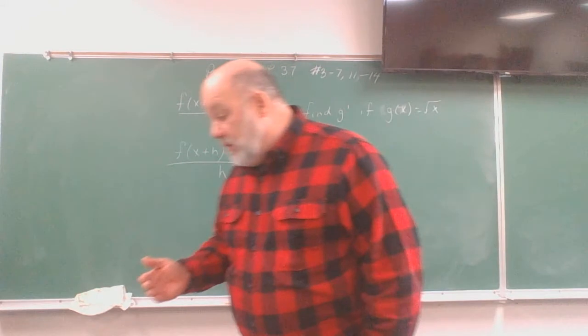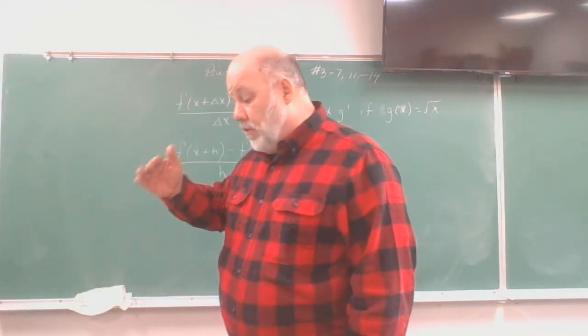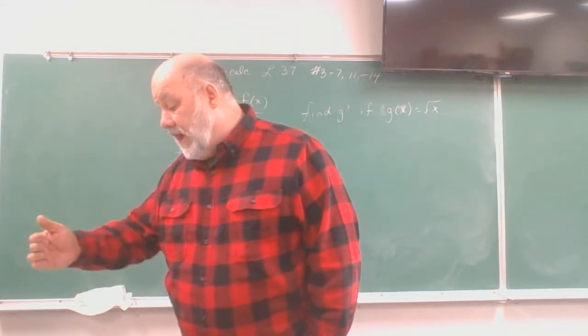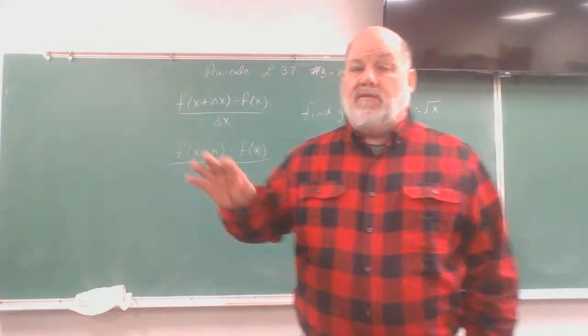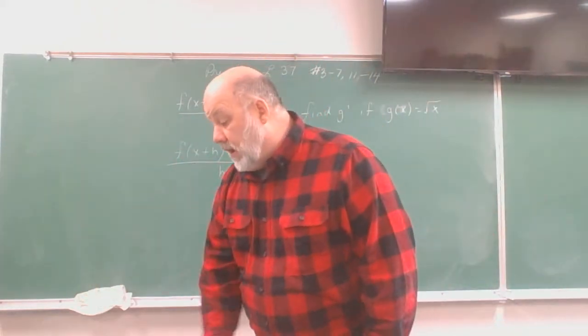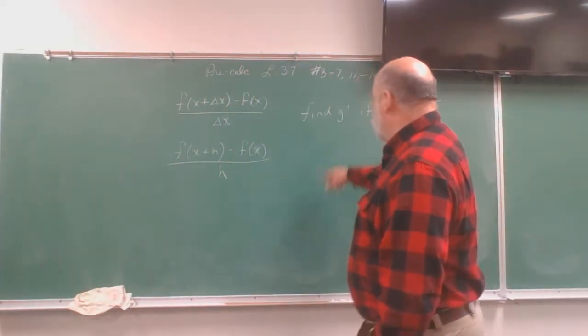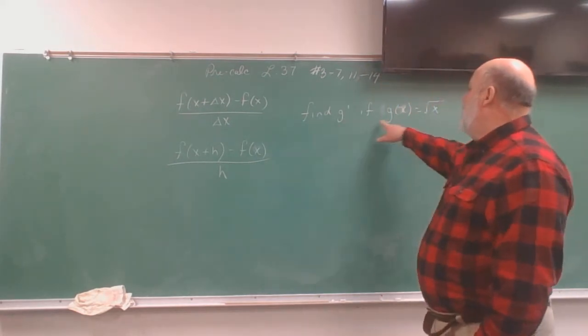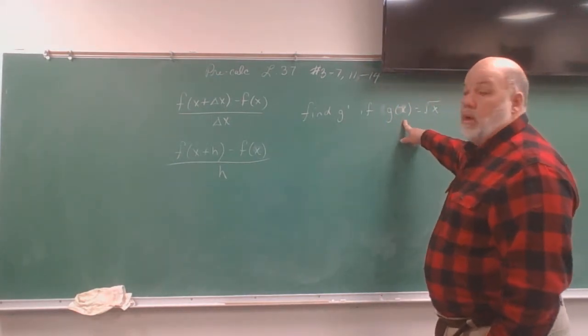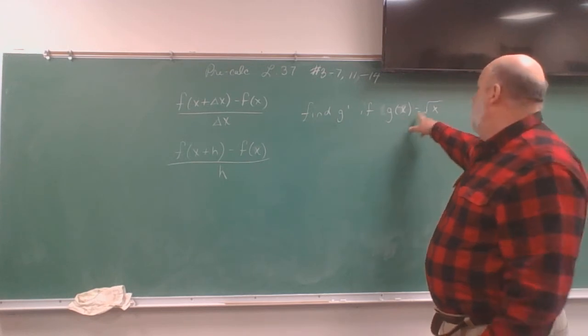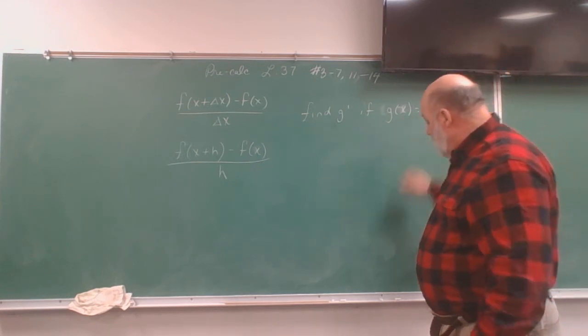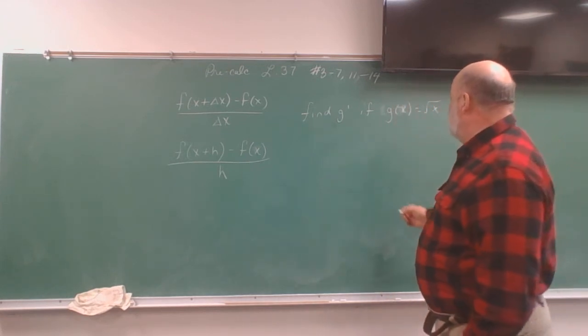And at the bottom of page 186, the lower half, they do an example using that new formula. They do not use the shortcut that we learned. It says find g prime if g of x equals square root of x. In other words, find the derivative of the square root of x. We learned the other day that's relatively simple.